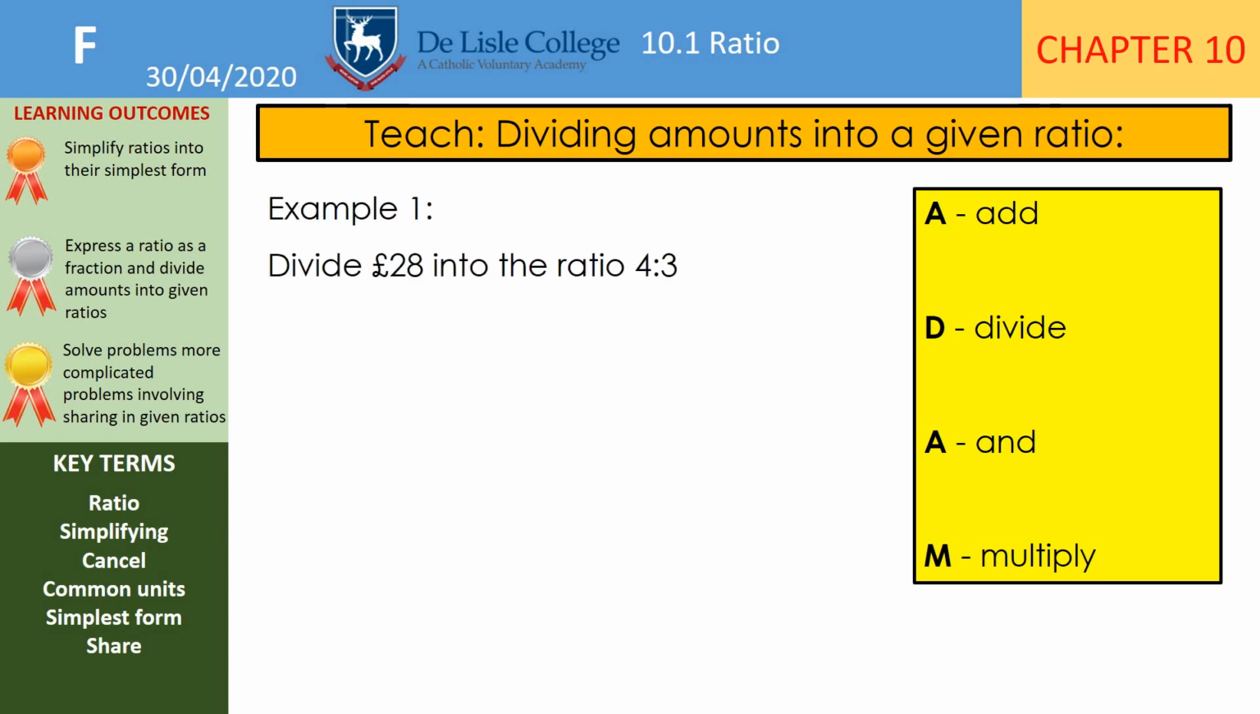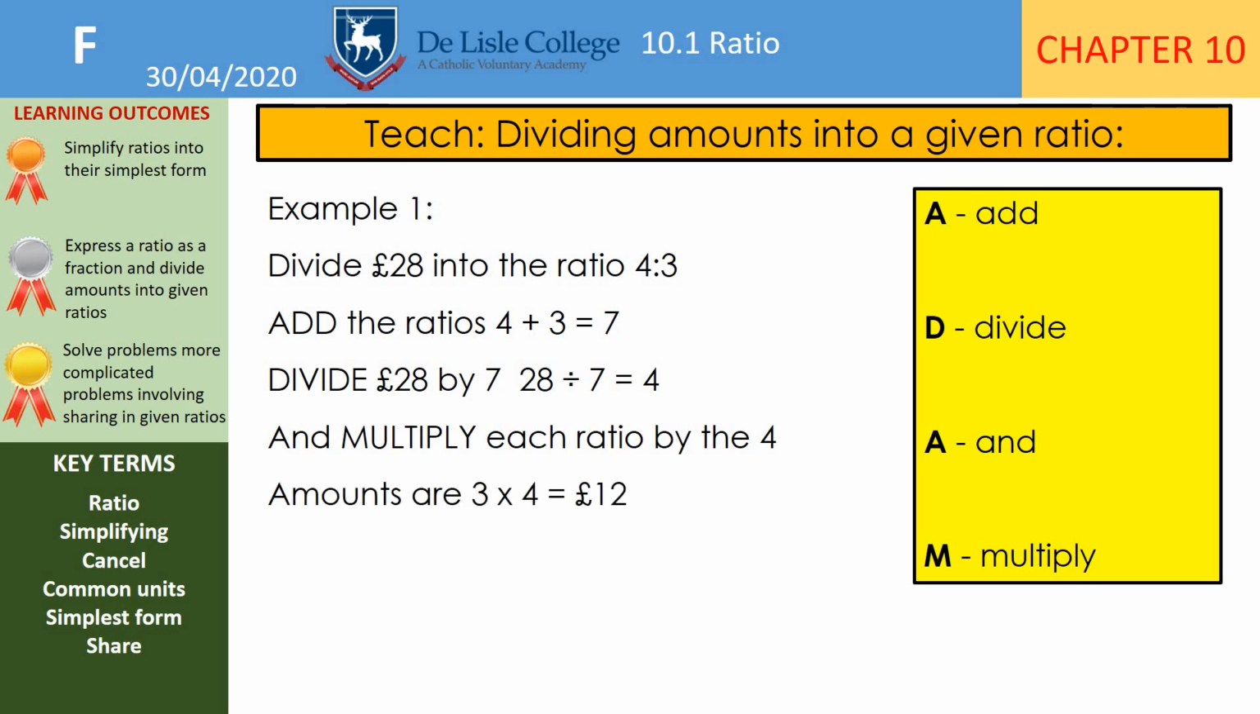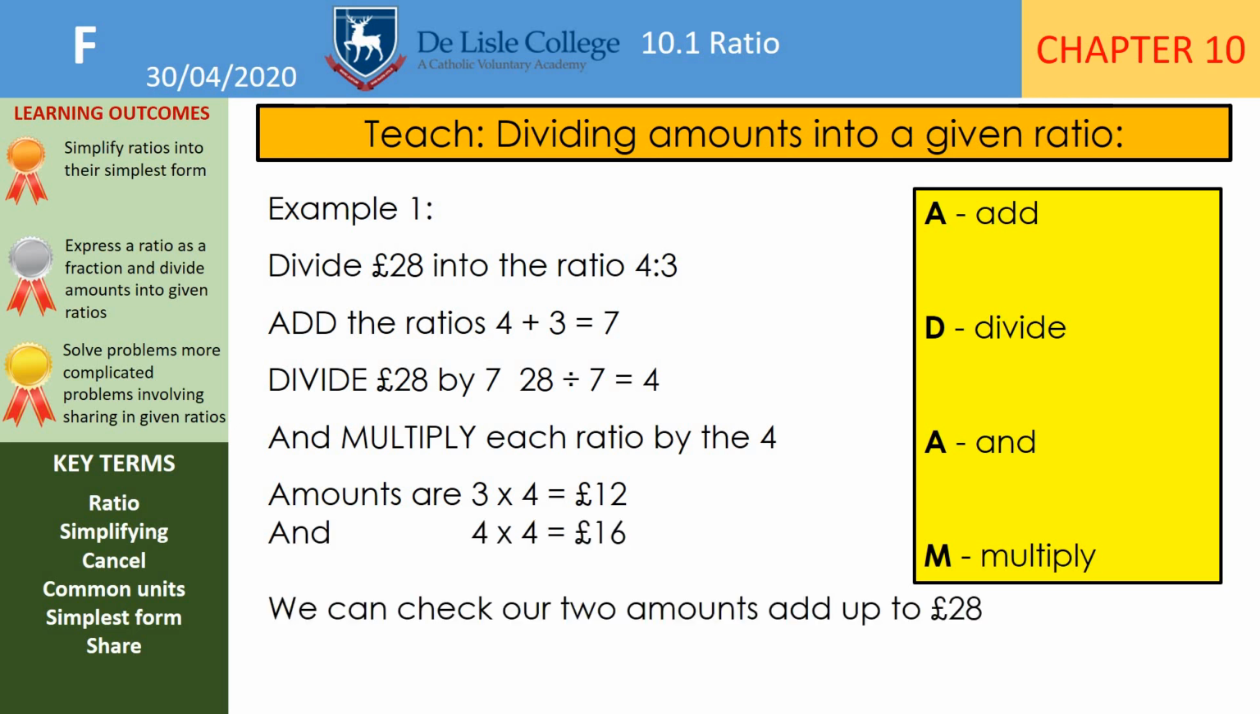If we've got to divide £28 in the ratio of 4 to 3, first thing we do is we add the ratios, so we get 4 add 3 equals 7. We then divide our original amount by that 7 to get £4, and then we multiply, and then it says and multiply each of our original ratios by that 4. So the amounts are 3 lots of 4, which is £12, and 4 lots of 4, which is £16. We can check our two amounts add up to £28 to help us know we got it right. Yes, we did.